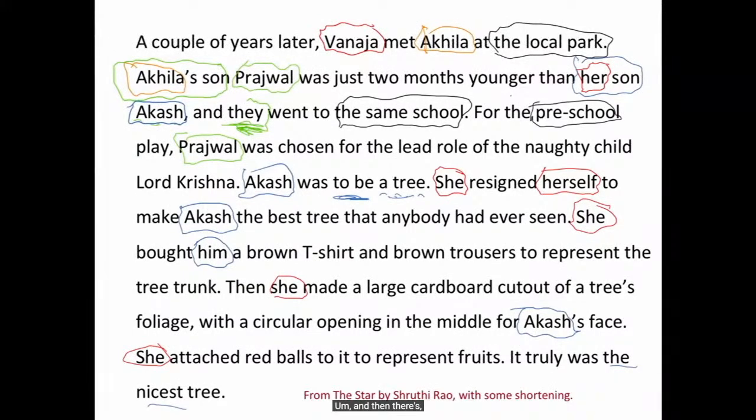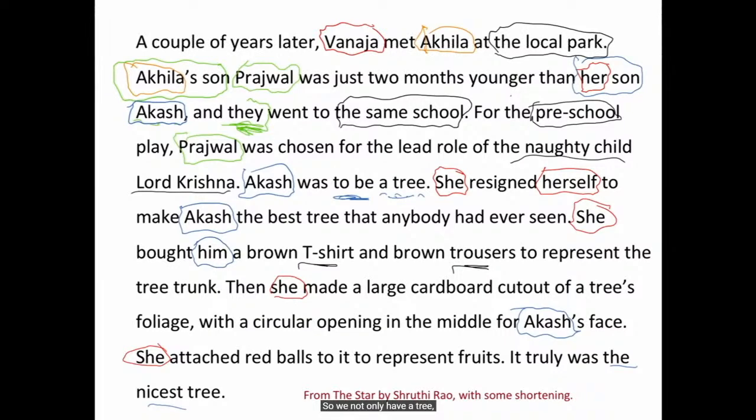And then there's again this tricky one of how to treat the naughty child, Lord Krishna, because in some sense Prajwal is representing that. And then there are lots of other entities that are mentioned, right? There's a t-shirt and there's trousers and things like that. Another tricky thing that turns up when you get later on into the story is you can have entities that have parts.